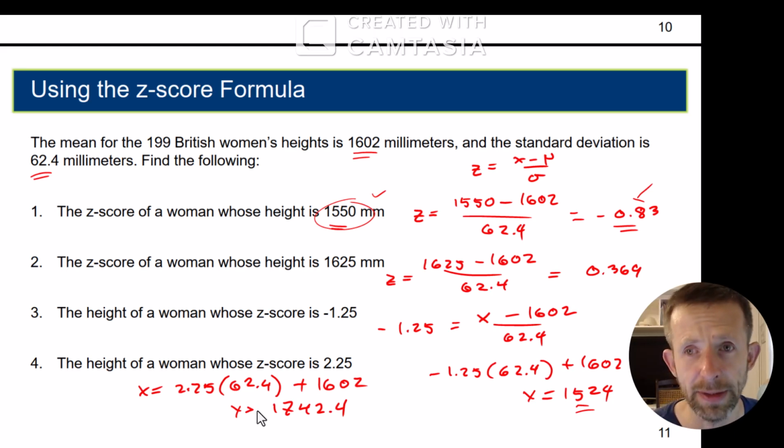All right, so that's a quick overview of the bell-shaped curve, the idea of a standard deviation, and how we use z-scores given a mean and a standard deviation for some sort of distribution.